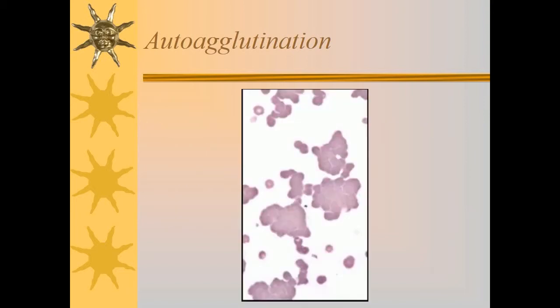Autoagglutination, as it appears on the slide. The factor causing the RBCs to clump are the patient's autoantibodies they form against their own red blood cells.